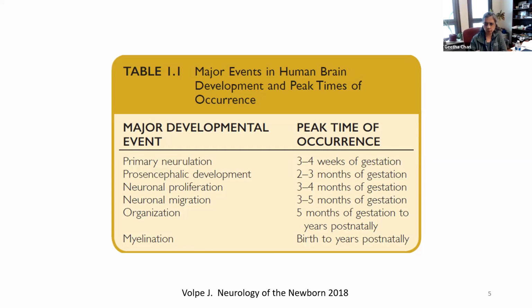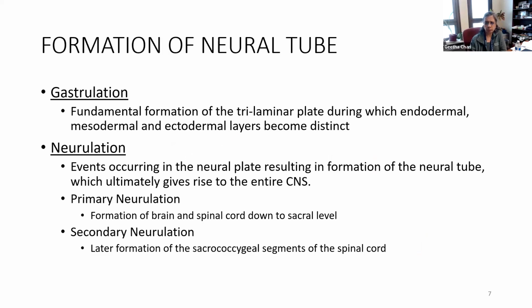I'm going to go over a little bit of each, and you can see how, when development gets affected, you can get malformations. The first step is formation of the neural tube. Before that, the very first step is called gastrulation, where the embryo forms the trilaminar plate, which divides into the endoderm, mesoderm, and ectoderm, and that's how the development of the entire baby begins.